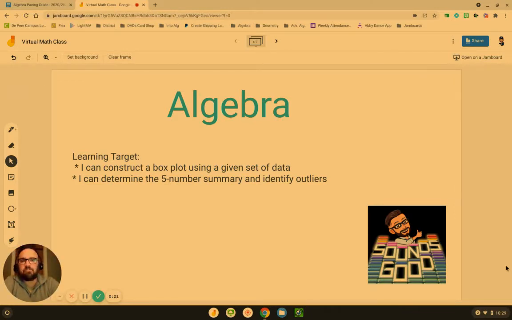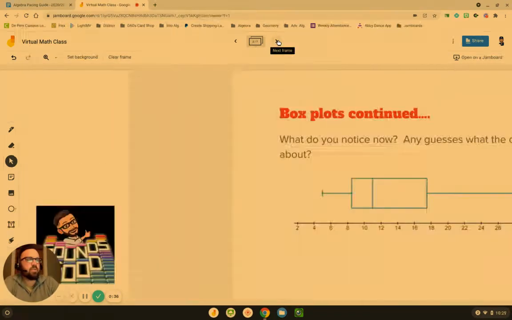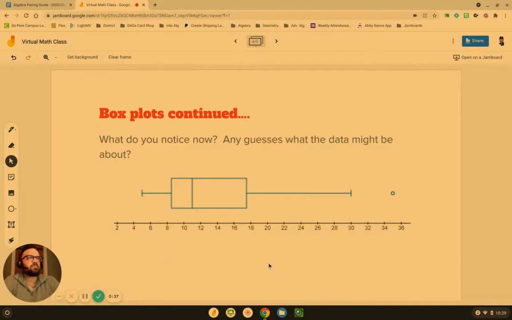Anyway, today we're still focusing on box plots. Can we construct them? Can we identify the 5-number summary? What does that all mean? And then how do we identify outliers and calculate them perhaps? So let's go ahead and take a look and see what all of this means.